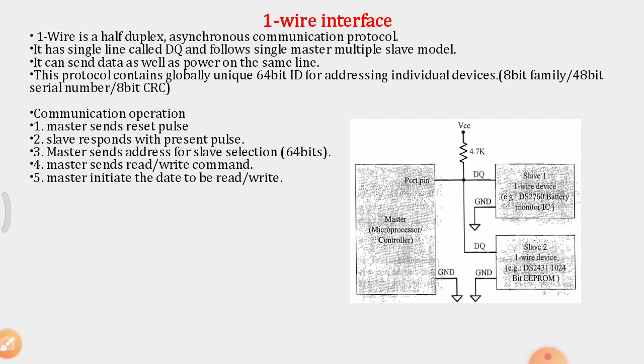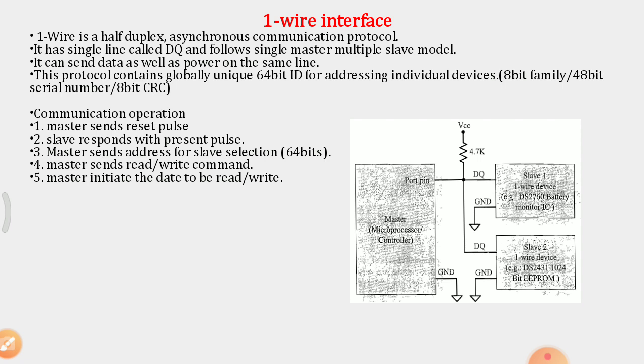The one wire interface contains a globally unique 64-bit ID for addressing individual devices. That 64 bits is divided into an 8-bit family code, which tells what the device is related to, a 48-bit serial number, and an 8-bit CRC.